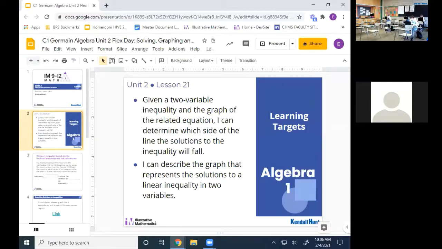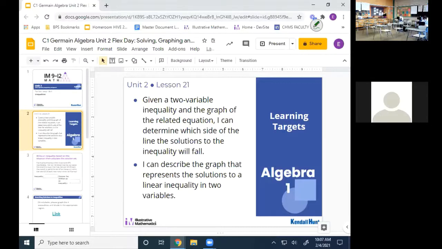First, given a 2-variable inequality and the graph of that related equation, I can determine which side of the line the solution falls on. We talked about this in class yesterday, but it was really hit home in your afternoon work yesterday. That video is probably the most important video I've ever made. I know I say it about every single video, but literally, it is such an important topic. Number 2, I can describe the graph that represents the solution to a linear inequality in 2 variables.